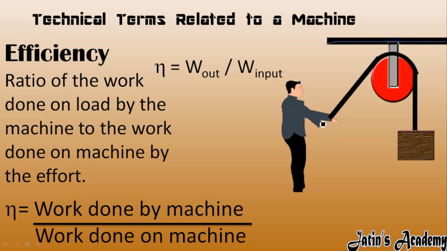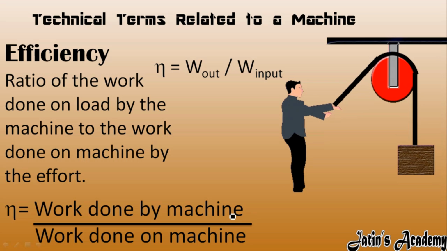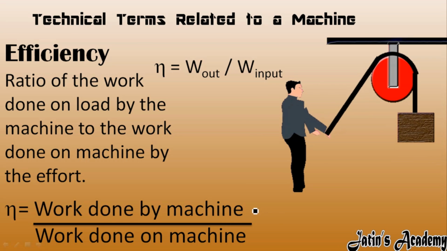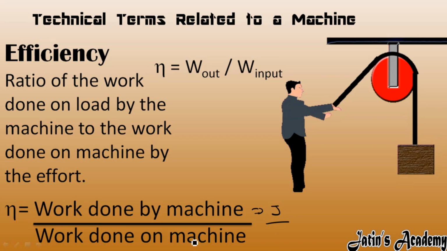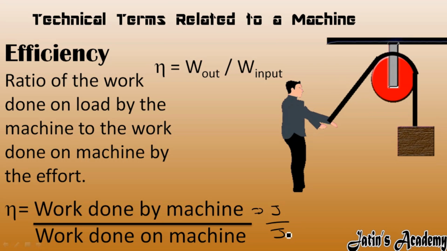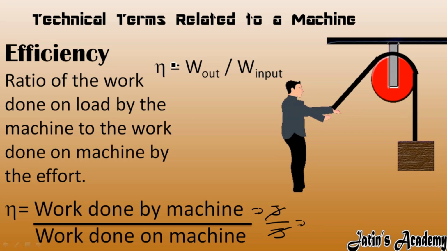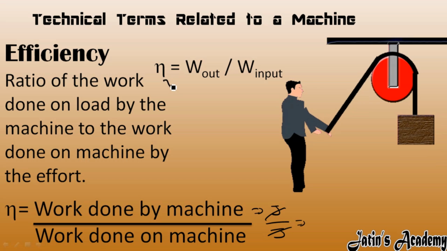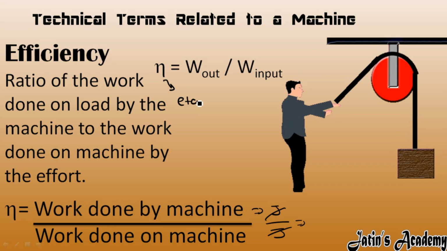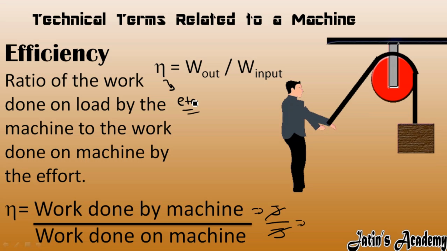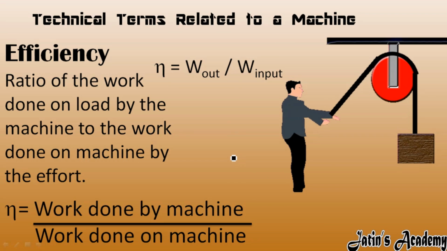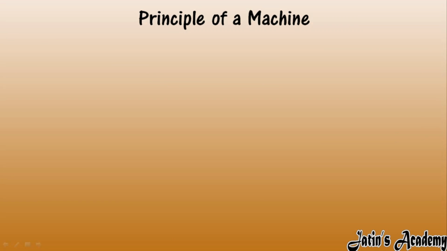If I'm talking about the SI unit of efficiency, here we have work done with SI unit joule over work done with SI unit joule. So joule cancels out, so it is a pure ratio, no unit. This is the symbol of efficiency, and the name of this symbol is eta. This is pronounced as eta. So this is the symbol of efficiency. Clear?